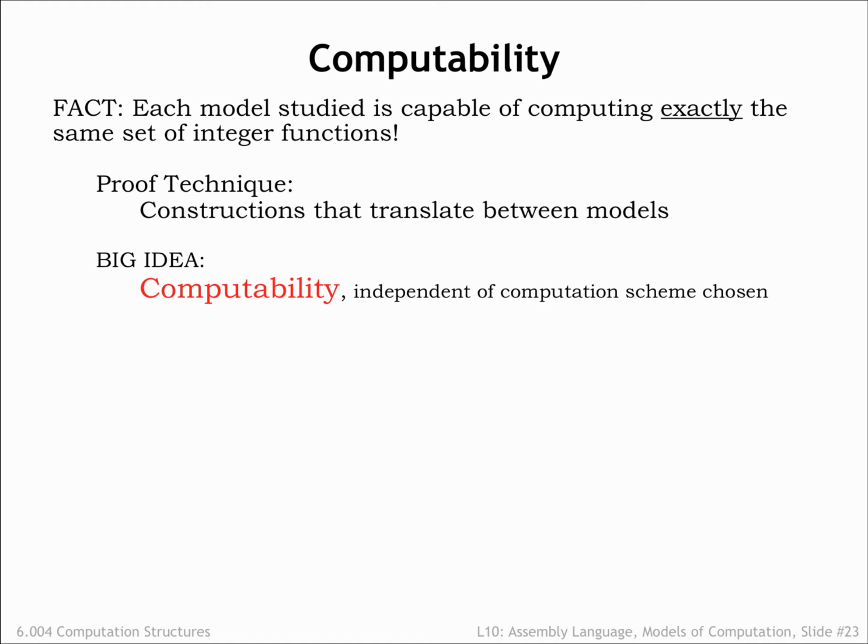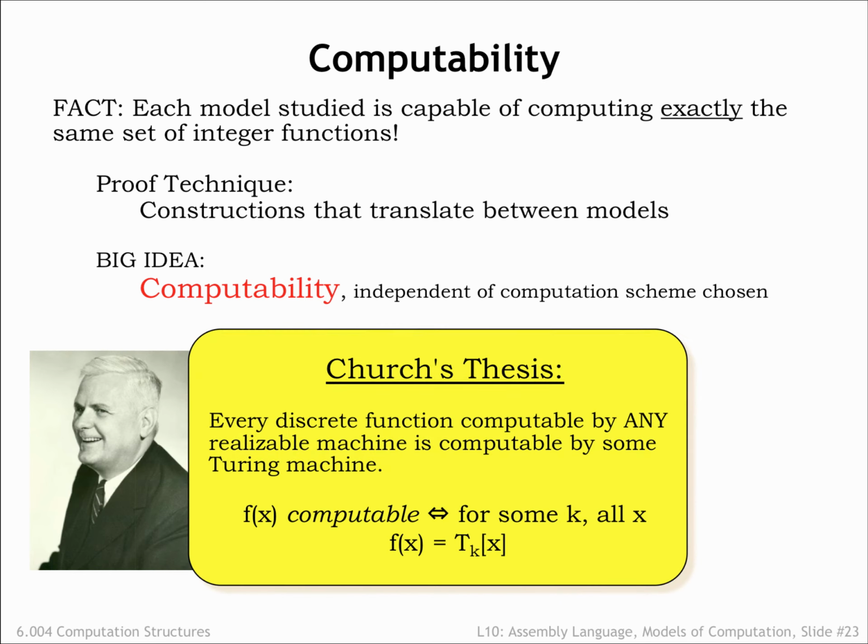It was possible to show that if a computation could be described by one model, an equivalent description exists in the other model. This led to a notion of computability that was independent of the computation scheme chosen. This notion is formalized by Church's thesis, which says that every discrete function computable by any realizable machine is computable by some Turing machine.